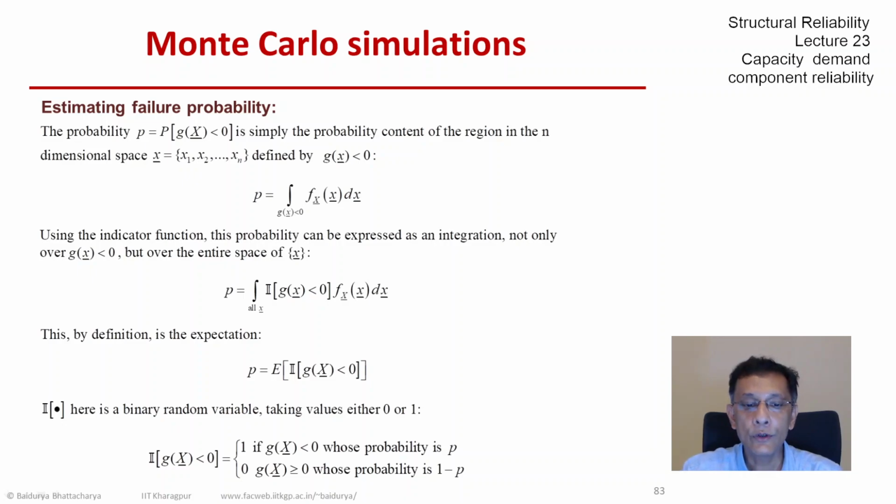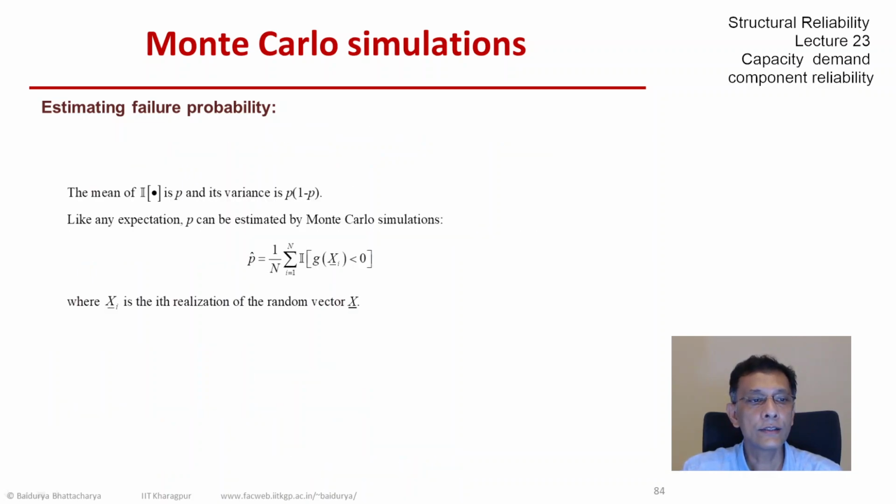So how do we use this? We use this as a repeated sampling from x, computing the value of g every time, see if it's less than 0 or not. If it is less than 0, then the indicator function is 1, and we sum the indicator function and divide by n. So that in effect is computing an expectation. That's how we estimate expectations from Monte Carlo simulations or any sampling method.